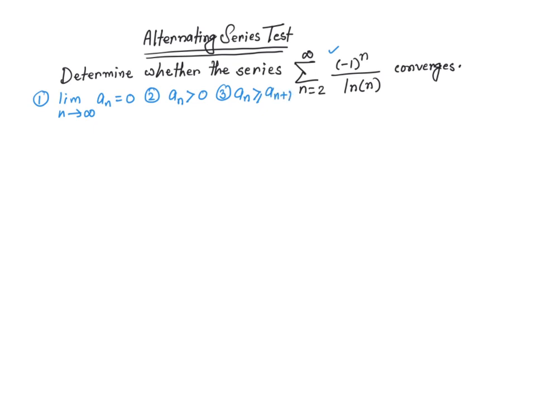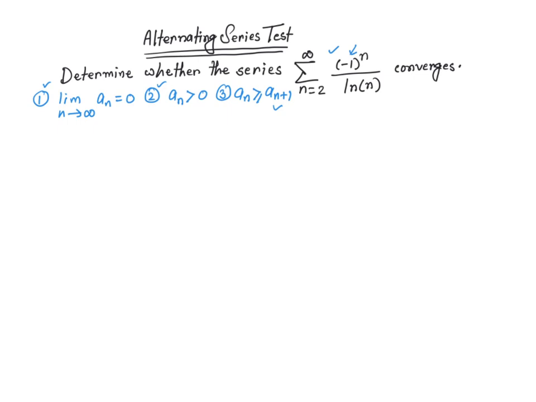So individual terms go to 0. That's the first condition. The second condition is that each of the terms in the series is positive, excluding this sign here, okay? And a sub n is greater than or equal to a sub n plus 1. That tells you that the terms coming in the future are smaller than the previous ones, okay?